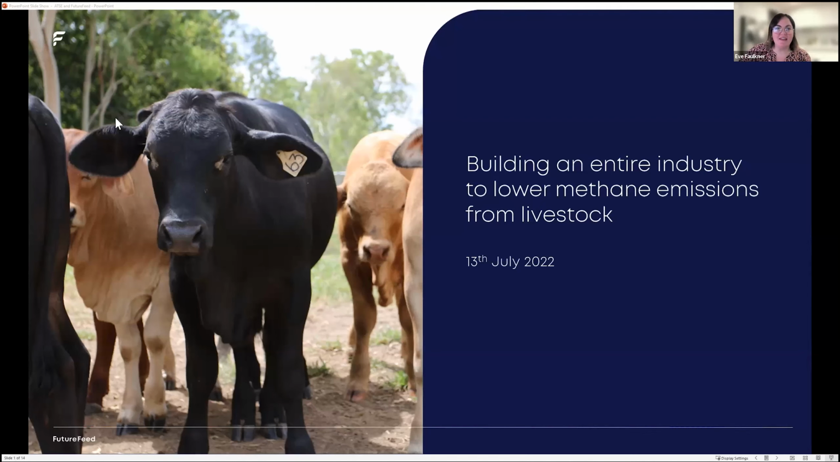So FutureFeed is targeted on livestock. So livestock produce methane. Ruminant livestock have an ability to break down grass and other fibrous materials, but that process results in two things: energy-dense nutrients, the volatile fatty acids, but also the byproduct of methane. And it's a challenge. So 11% of Australia's total emissions come from livestock, and 48% of our methane emissions.